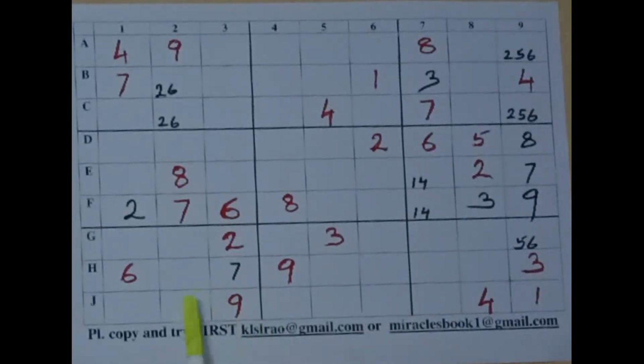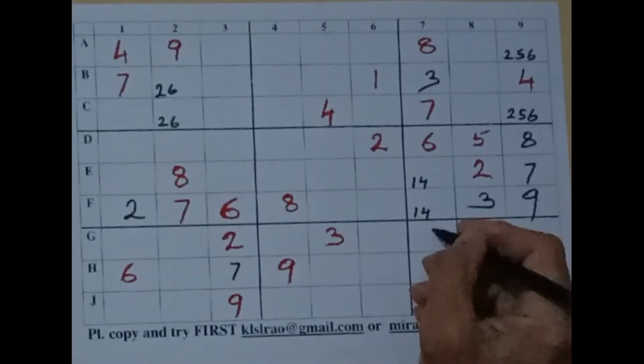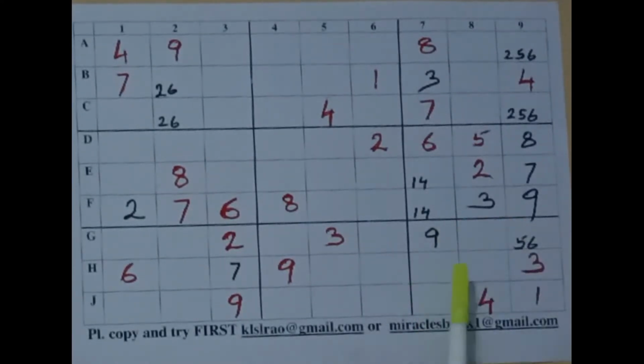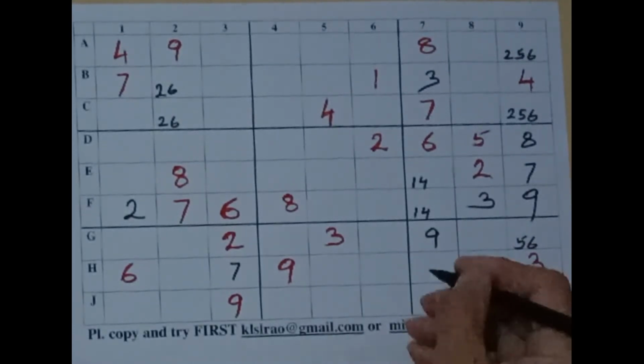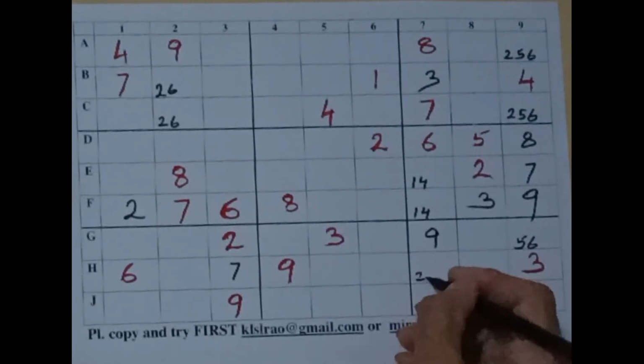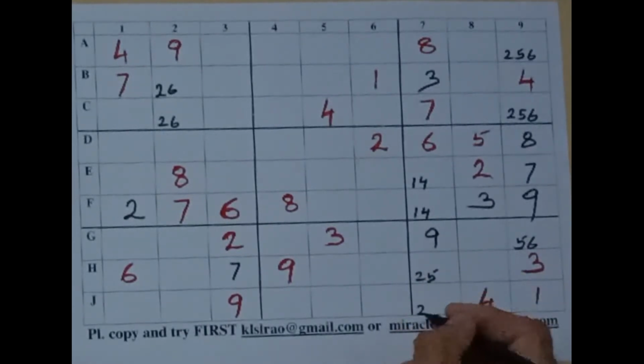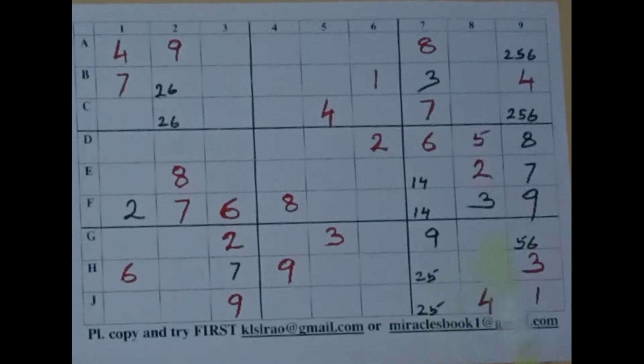2, 5 and 9. We have a 9 here, we have a 9 there. So let us confirm 9 here. And this is for 2 and 5. Let's write that 2 and 5 as a pair there. 2 and 5. Immediately look here.